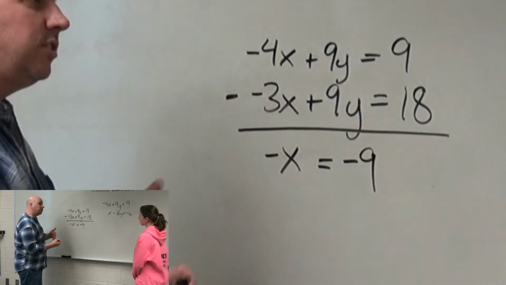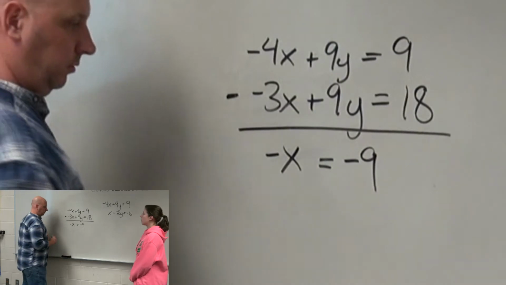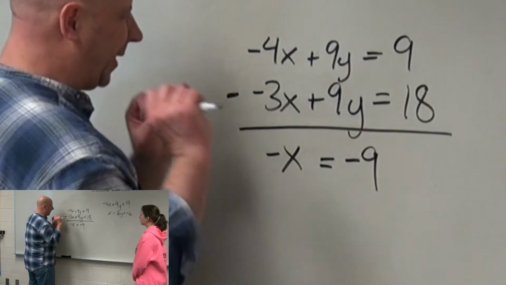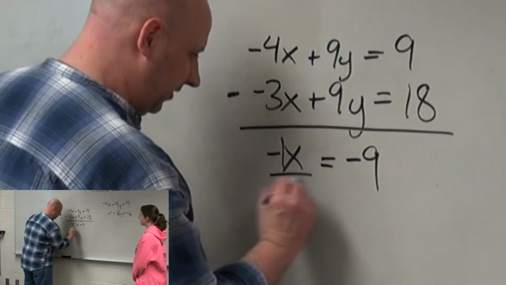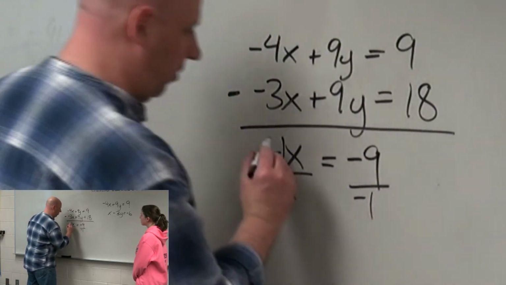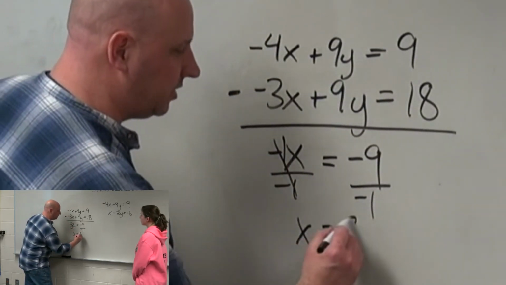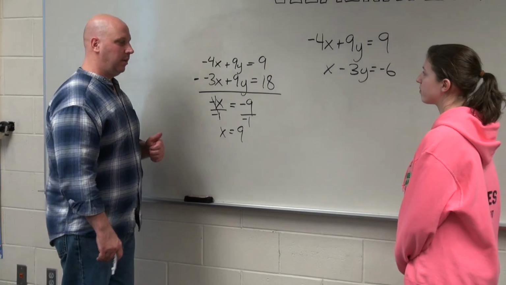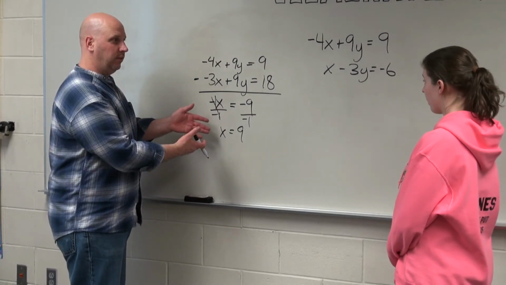And then I don't want this, because that means the opposite of x. I want to know what x actually is, so what do I do? You would divide by negative 1. You got it! Negative 1, and then x is a positive 9. Okay? Are we done? Yeah, no.